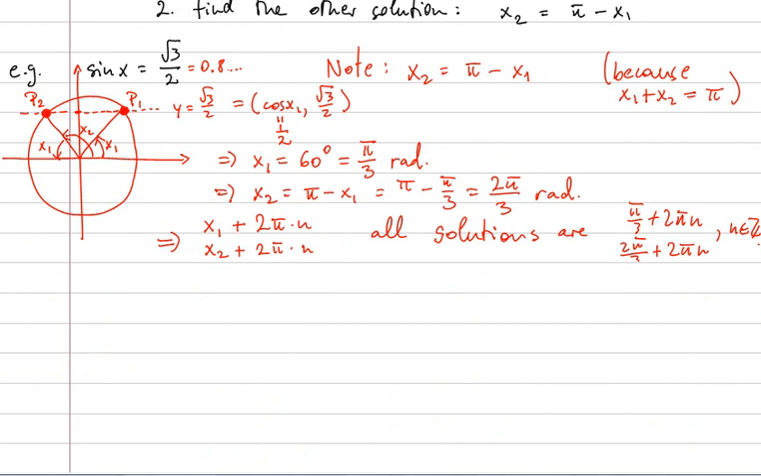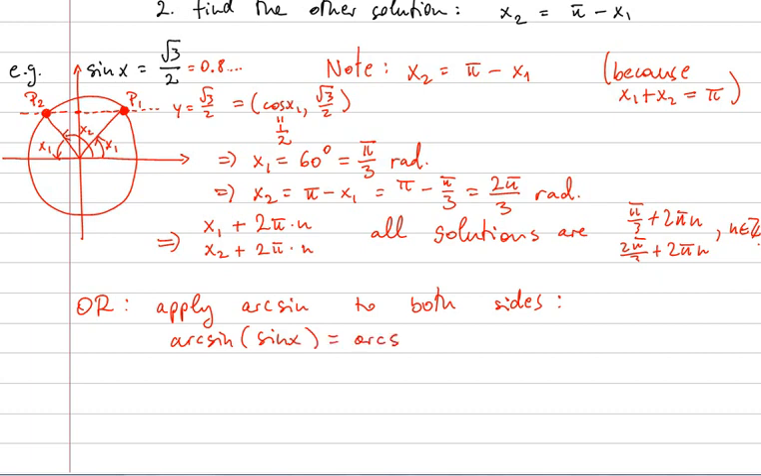Alternatively, if we didn't recognize that this was a special value for a very special angle, in that case we would apply the inverse function of sine. So apply arc sine to both sides. So we would get arc sine of sin x is equal to arc sine of square root of 3 over 2. Arc sine and sine go away, and x would be equal to arc sine of square root of 3 over 2. If you plug this in the calculator, you will obtain the solution in radians or degrees, depending on how your calculator is set up. And arc sine of square root of 3 over 2 would be 60 degrees, which is the same as pi over 3 radians.